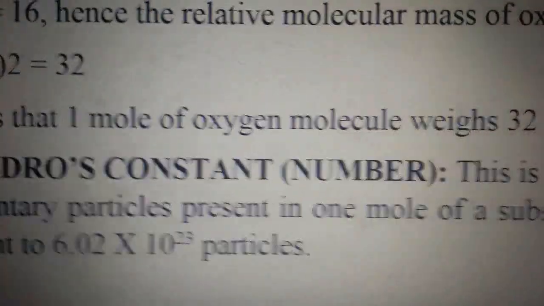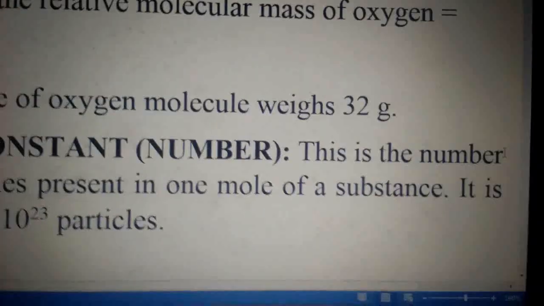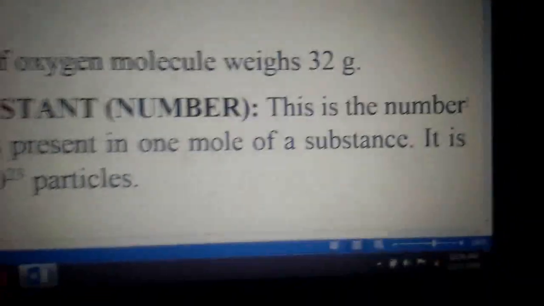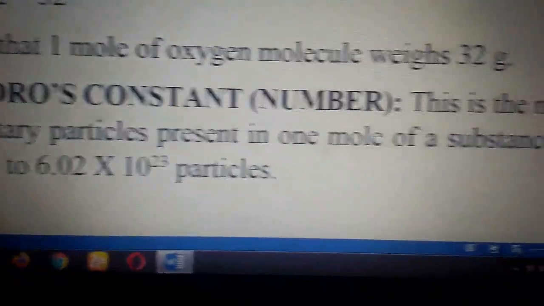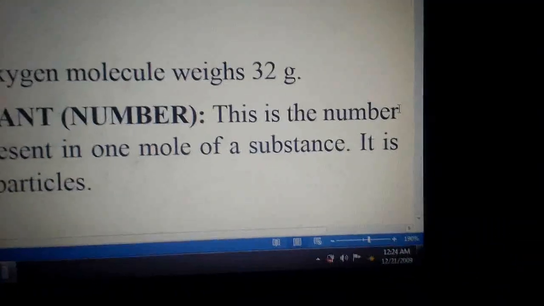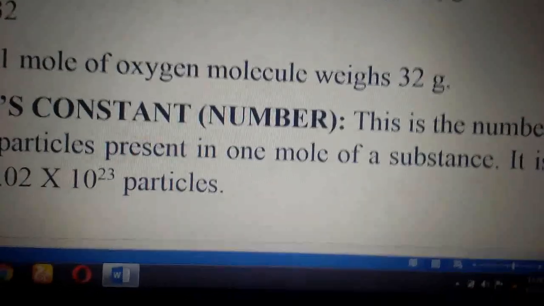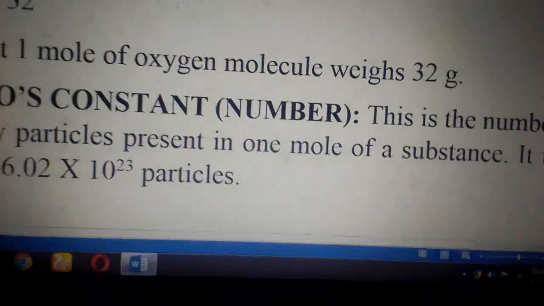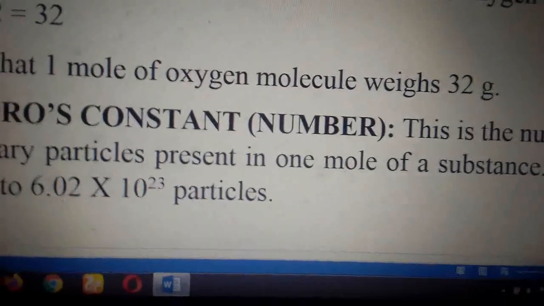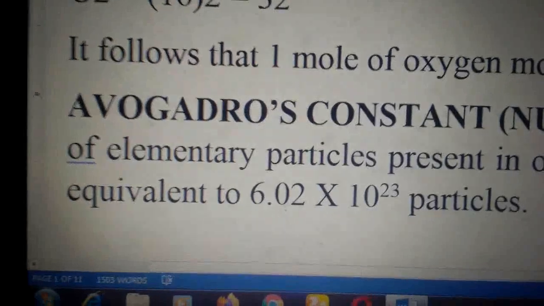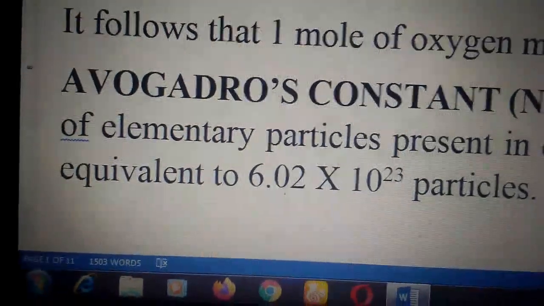Now we'll move to Avogadro's constant, or what we call Avogadro's number. This is the number of elementary particles present in 1 mole of a substance. Remember, earlier on we defined a mole as the amount of substance that contains as many elementary particles as there are carbon atoms in 12 grams of carbon-12 isotope.